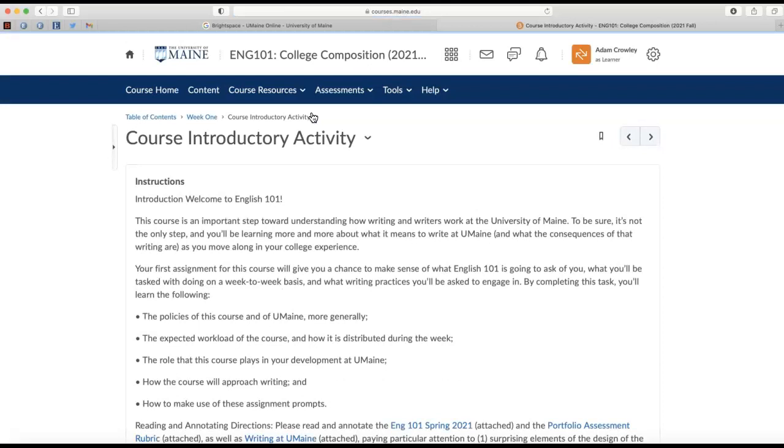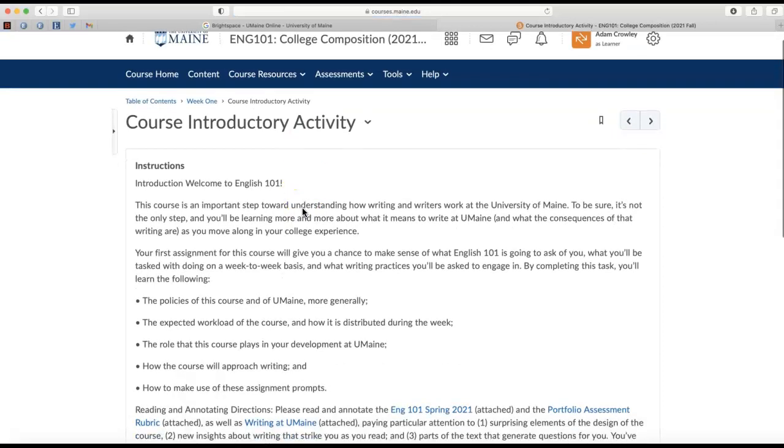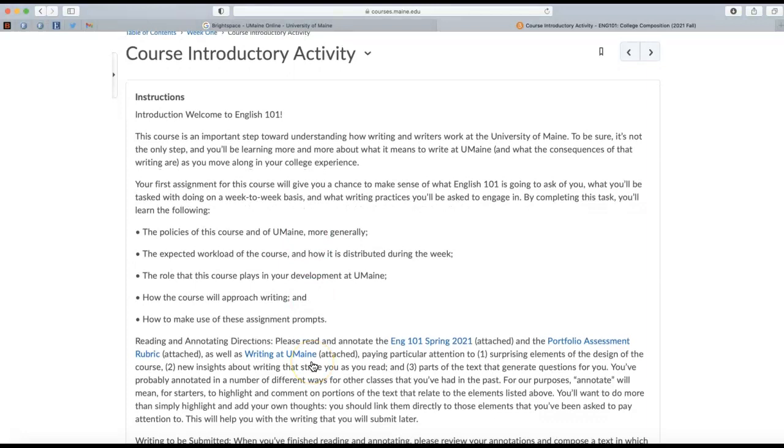Okay, so to return to the course introductory activity, and to return to where we were ending in the last video, we had read and annotated these three course documents, the English 101 document, the portfolio assessment rubric, as well as the Writing at UMaine document. And we had been generating some questions about it. We've been annotating those documents with these three key points in mind, and we had done all of that work. Now that we've done all of that work, and now that we have contributed to the discussion, we're ready to work with the writing that is associated with this course introductory activity assignment.